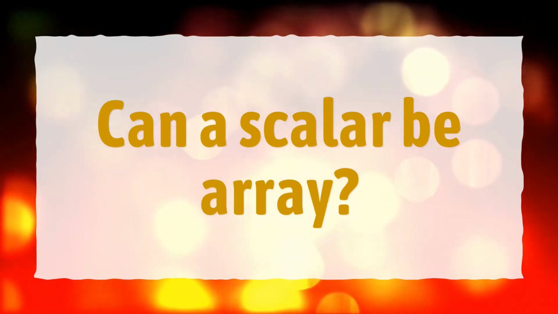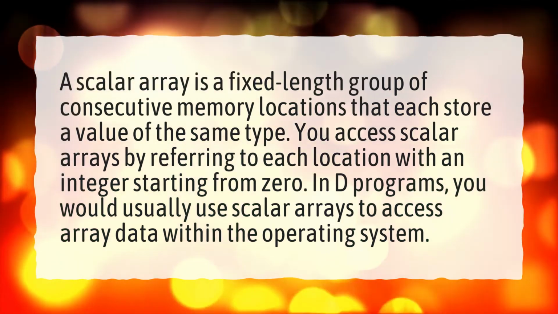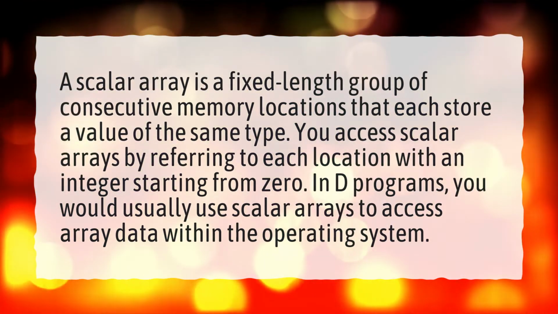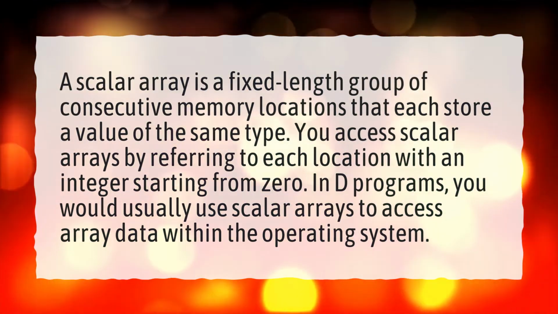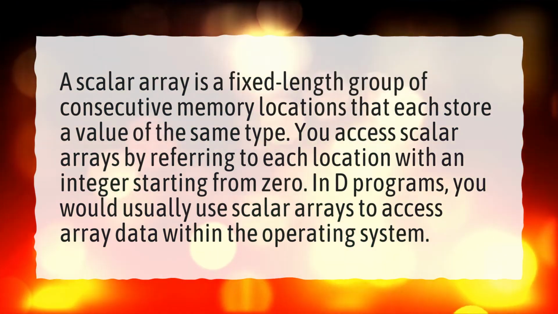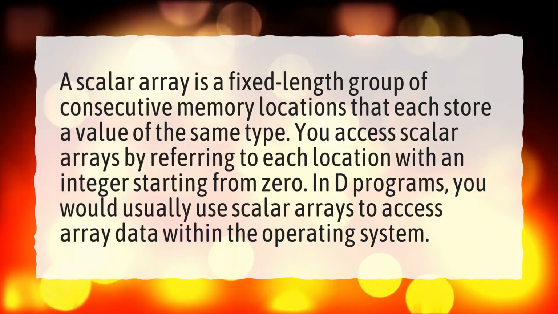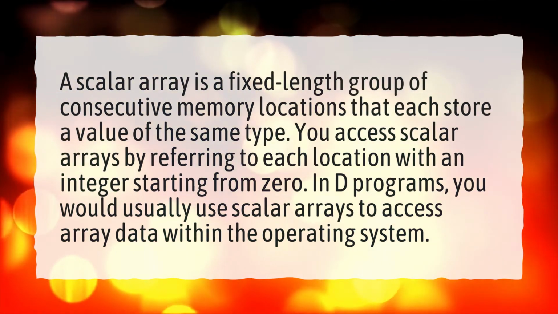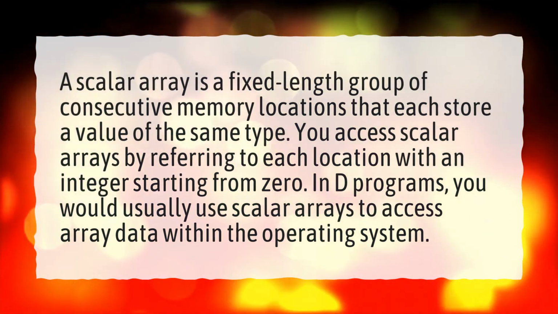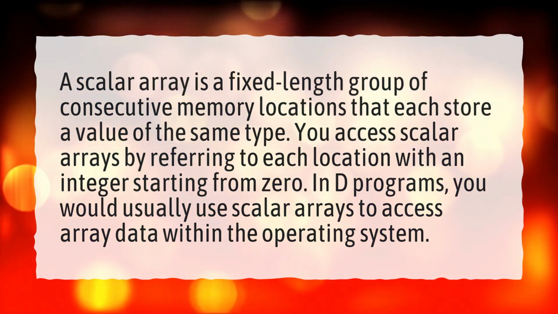Can a scalar be array? A scalar array is a fixed-length group of consecutive memory locations that each store a value of the same type. You access scalar arrays by referring to each location with an integer starting from 0. In D programs, you would usually use scalar arrays to access array data within the operating system.